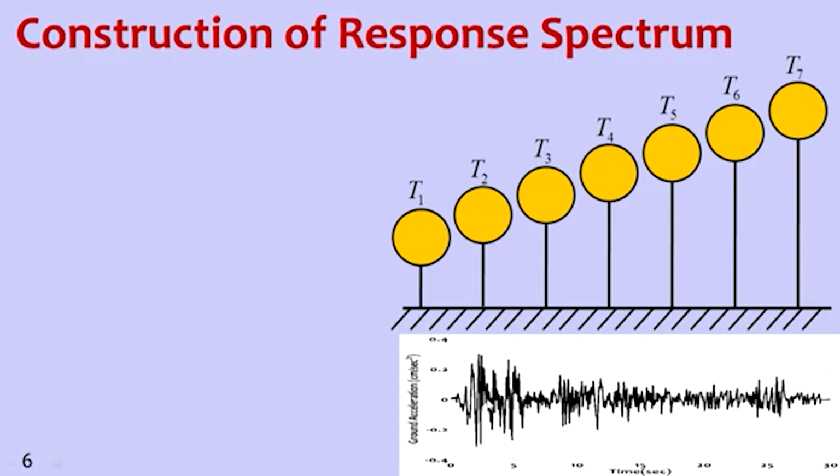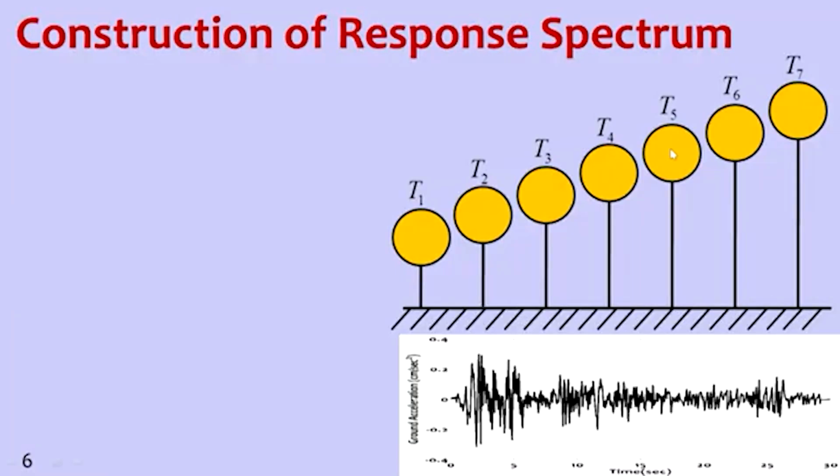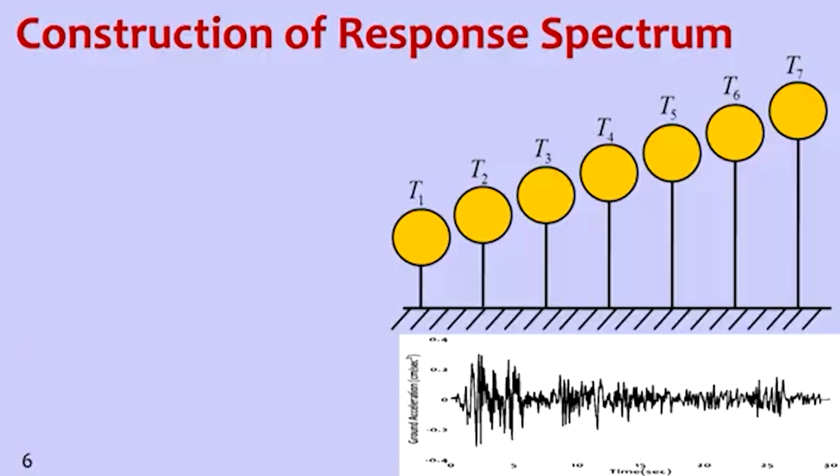As you can see here, this ground motion acceleration is given, and then we put a suite of linear single degree of freedom oscillators with some fixed damping value. So let's say 5%. So T1, T2, T3, T4, T5, and so on. Usually oscillators will range from a period of say 0.1 seconds up to say 4 seconds, or sometimes 6 seconds.